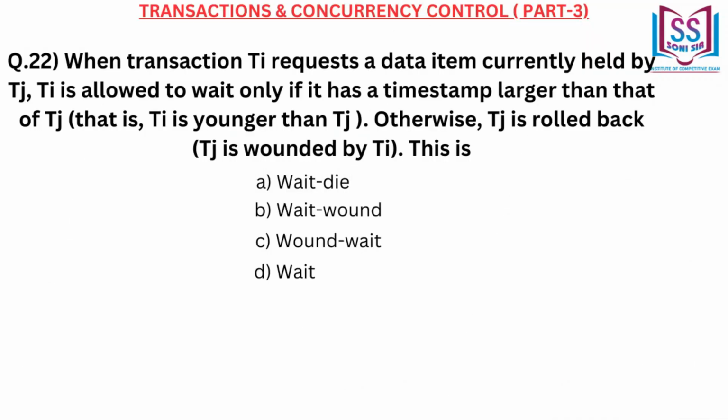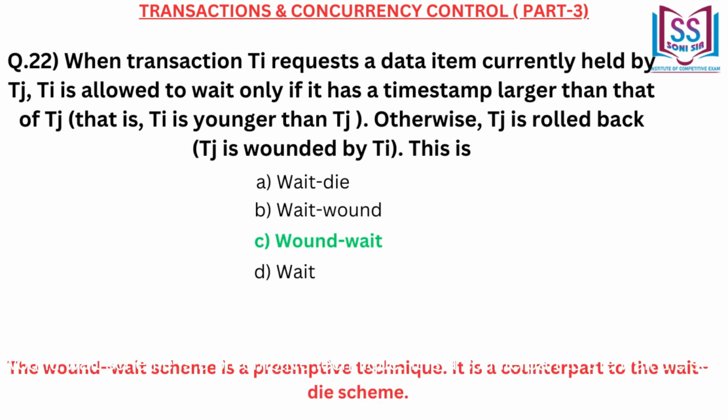When transaction T requests a data item currently held by Tj, T is allowed to wait only if it has a timestamp larger than that of Tj, that is, T is younger than Tj. Otherwise, Tj is rolled back, Tj is wounded by T. This is A. Wait die. B. Wait wound. C. Wound wait. D. Wait. Correct answer C. Wound wait. The wound wait scheme is a preemptive technique. It is a counterpart to the wait die scheme.